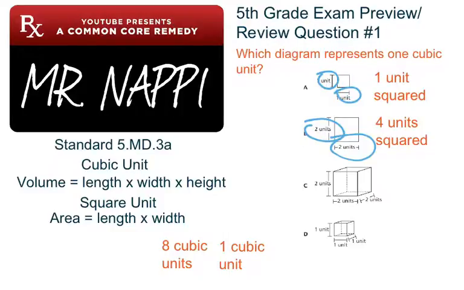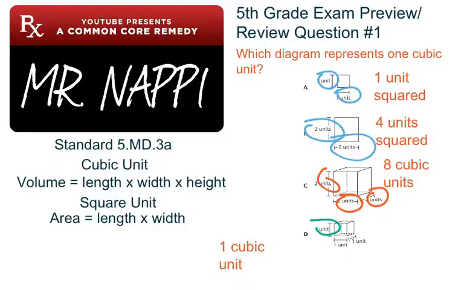Looking at C, it is 2 by 2 by 2. Now we're getting into volume when you have 1, 2, 3 choices. Now, 2 by 2 by 2 is 2 times 2, which is 4, times 2, which is 8 cubic units. And lastly, we have 1 by 1 by 1 over here, which is 1 cubic unit, and that is the answer to our problem. The answer is D, because D represents 1 cubic unit. So you can see that correctly.